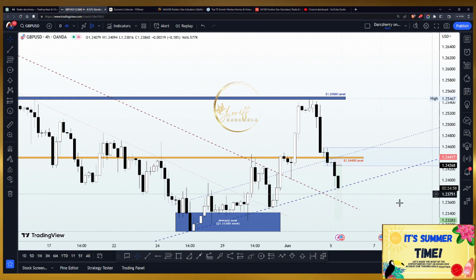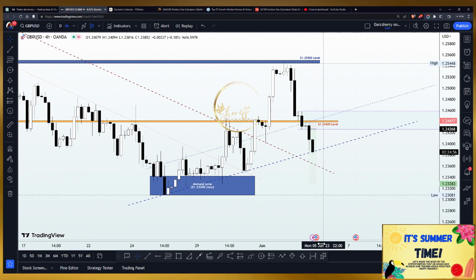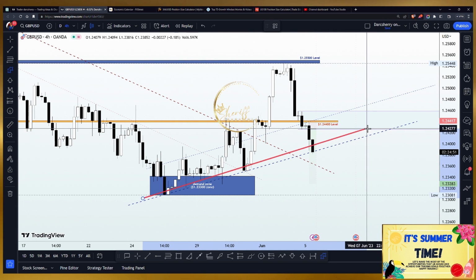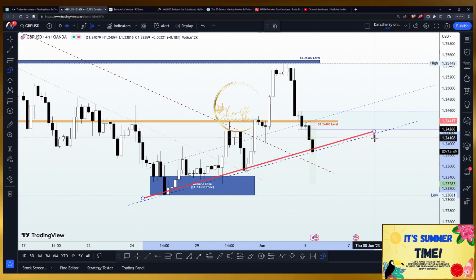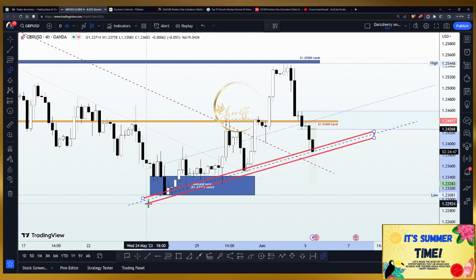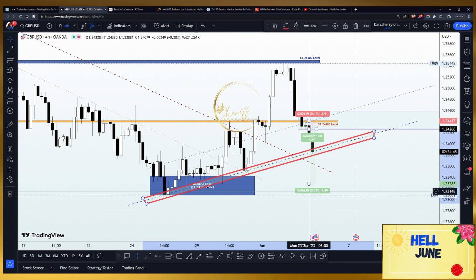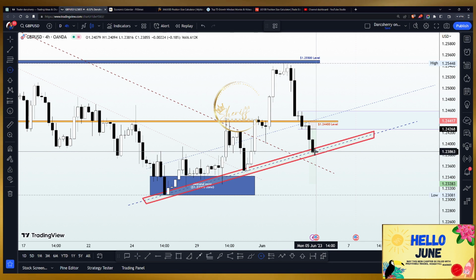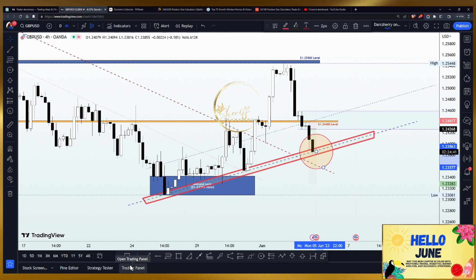But at this point, we can see price action is currently trading along this trend line that was established during the previous week. Remember, we had the bullish momentum, and right now price action is back along that trend line. Now we are at a critical point, if you ask me, where anything could happen from this current point.